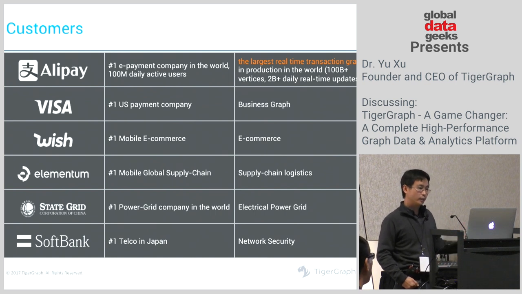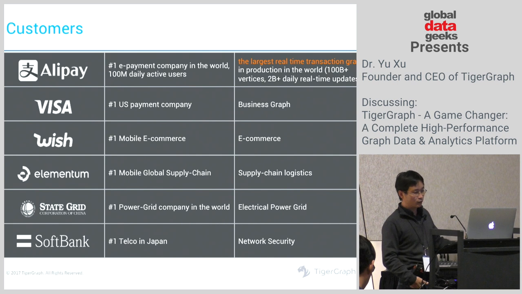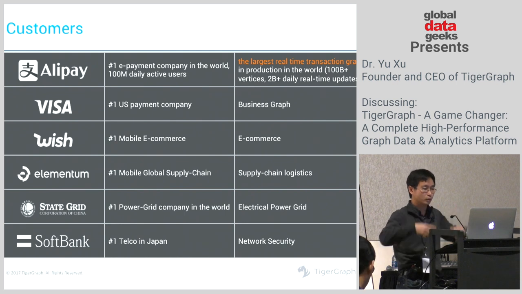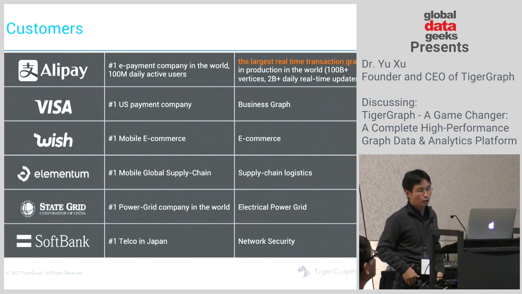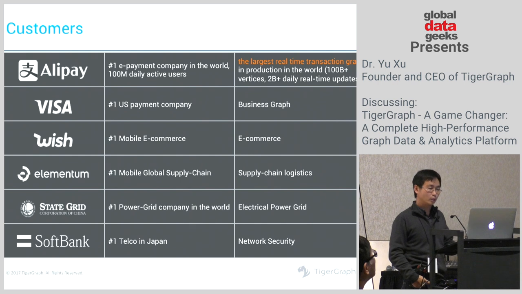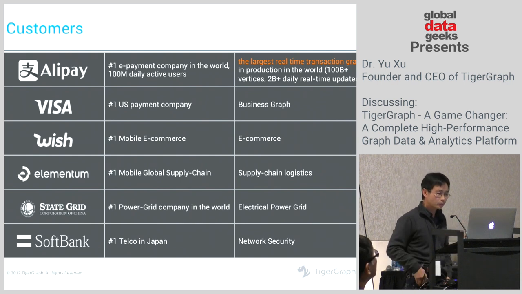Every day, they send more than 2 billion updates to our graph engine. The graph has more than 100 billion entities, close to a trillion edges. And it's only running on 20 machines in a single cluster. They have multiple clusters across the data center, but in a single system, it's only 20 machines. And the commodity machines with 192 gigabyte memory or 256 gigabyte memory.